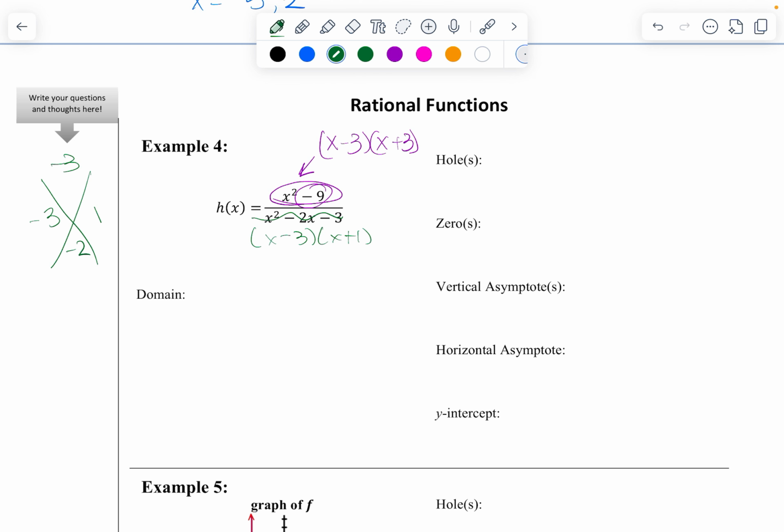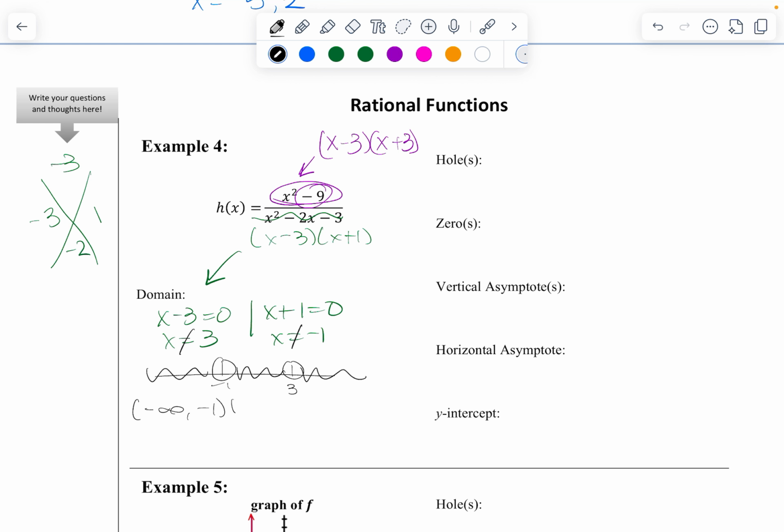So now that I've got that all factored, number one, let's talk about the domain. Remember, the domain is when I set the denominator equal to 0. And I get x equals 3 and x equals negative 1. Remember, I don't want it to actually be those values because I don't want it to equal 0. So we know negative 1 and 3 are excluded. So we're going to see everywhere in between and on the left and right side. So we say from negative infinity to negative 1, from negative 1 to 3, and from 3 to infinity.